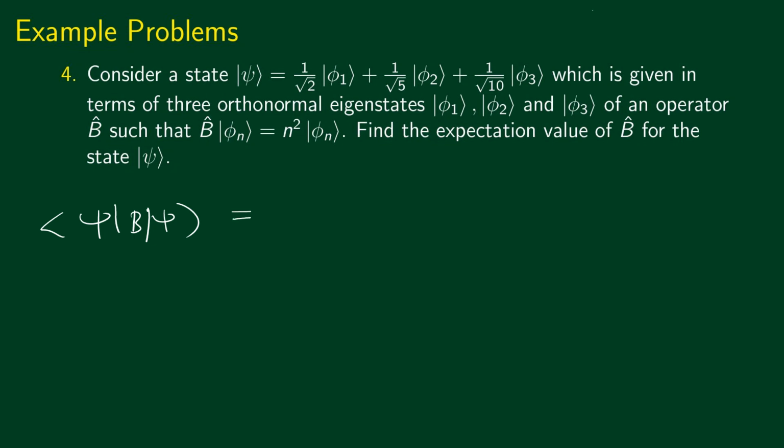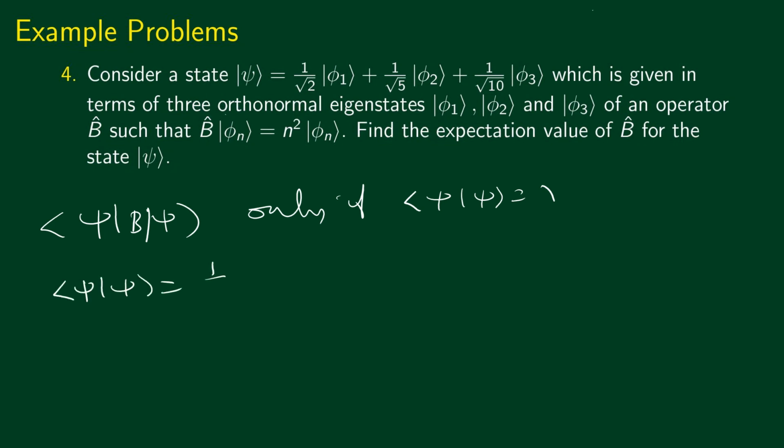But this is true only if ket psi is normalized, that is, bra psi ket psi is 1. Now here we have to check whether ket psi is normalized. So let's find bra psi ket psi.